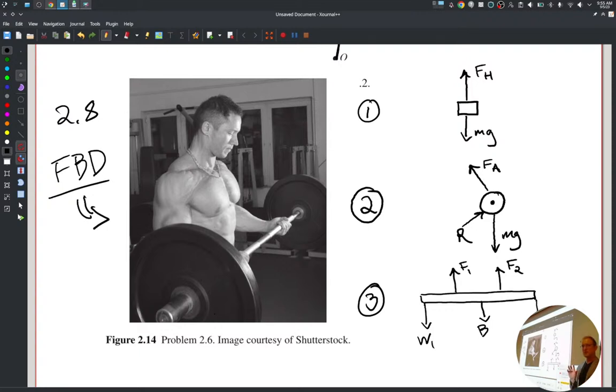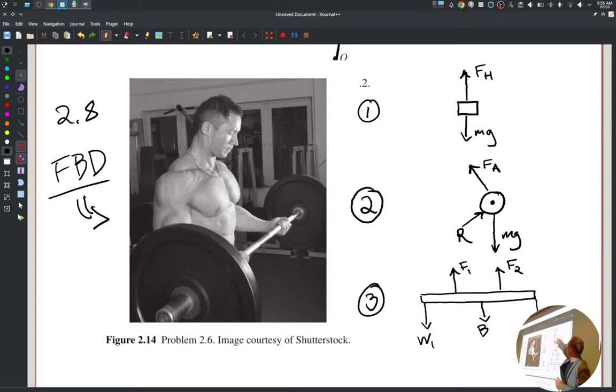So here, all three are exactly right. There's nothing wrong with doing any one of these. Because you're just asked to draw a free body diagram, it's not asking you to set up equations to solve for some unknown force or something like that. But when you're drawing these, think about what kind of question can you answer with this free body diagram.